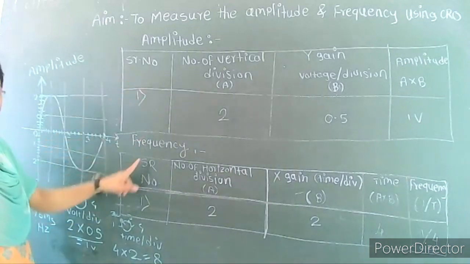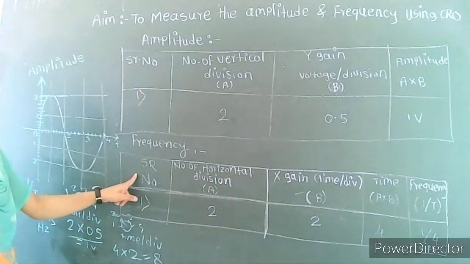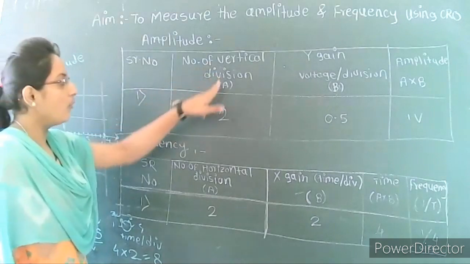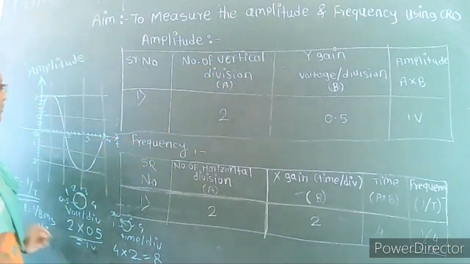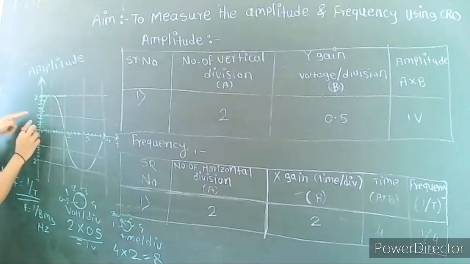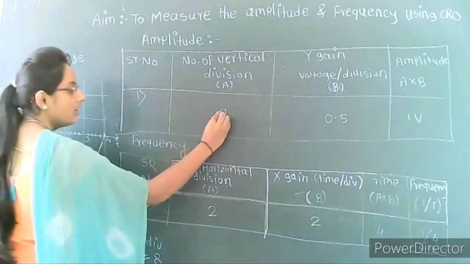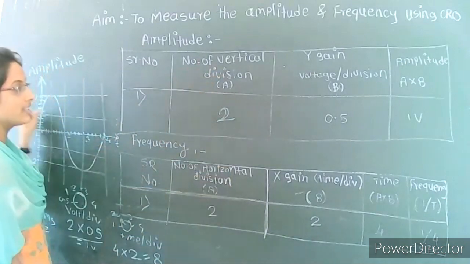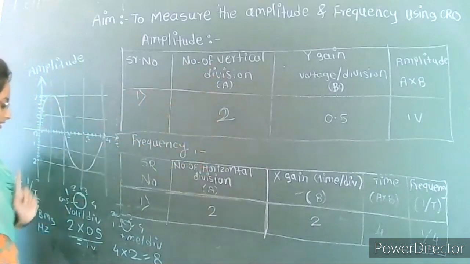Okay, so this is the observation table for amplitude and frequency measurement. So let's see. First is the number of vertical divisions. The number of vertical divisions means the total vertical divisions. There are a total of 2 blocks, so these are 2. Then Y gain is what? This is voltage per division.